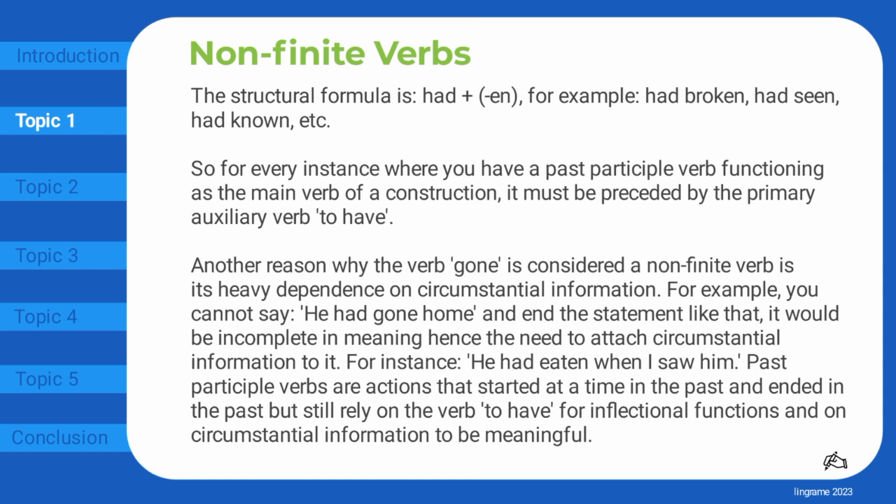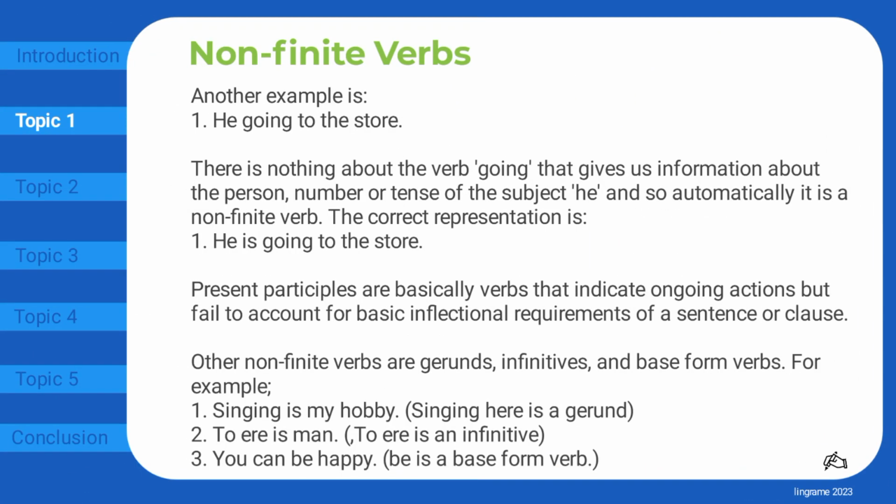Another example is, he going to the store. There is nothing about the verb going that gives us information about the person, number or tense of the subject he, and so automatically it is a non-finite verb. The correct representation is, he is going to the store. Present participles are basically verbs that indicate ongoing actions but fail to account for basic inflectional requirements of a sentence or clause. Other non-finite verbs are gerunds, infinitives, and base form verbs.